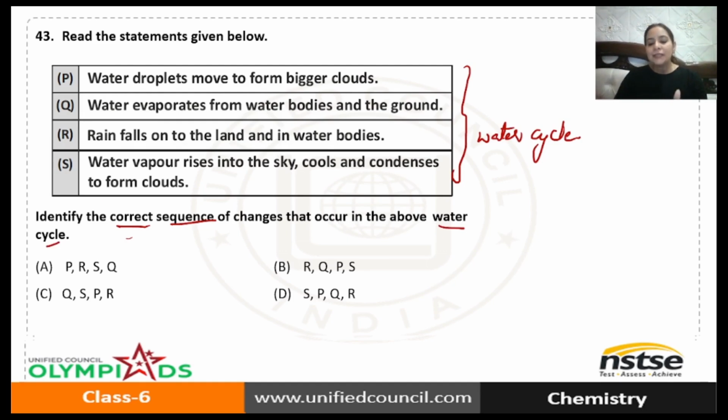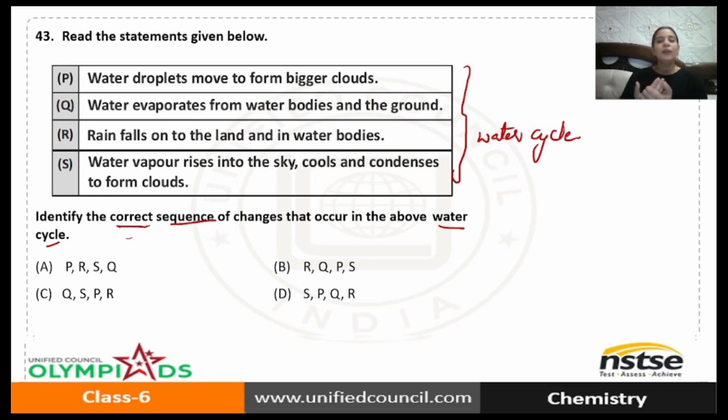Now what is basically the water cycle? If you talk about the water cycle and carbon cycle, these are all biogeochemical cycles. That means the flow of nutrients or a substance, and this exchange is taking place between the abiotic and biotic components.